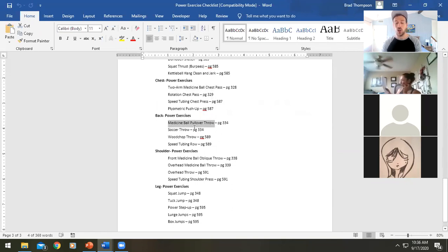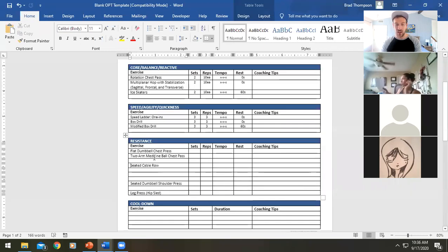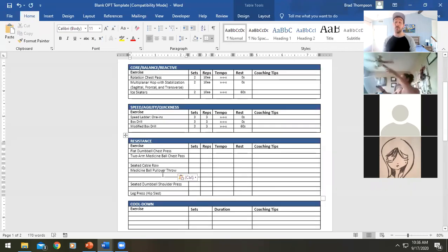Medicine ball pullover throw compared to seated cable row. It's not bad, but that's this, right? Which is somewhat similar. It's shoulder extension, and you can see if I'm doing a seated row, that's still shoulder extension as well. It's not perfect, but it's not terrible. So we'll keep that pair. You really do want your movements to be somewhat similar.